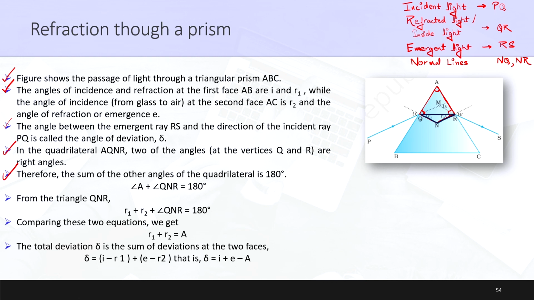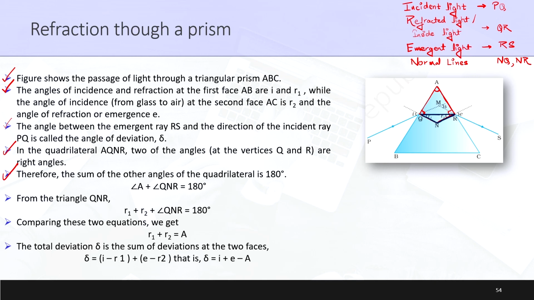So, this is your angle QNR. Angle R1 plus angle R2 plus angle QNR is equal to 180 degrees, quite evident. So, basically now we have two equations, and comparing these two equations, we get that R1 plus R2 is equal to angle A. So, this is the first formulation: the summation of R1 and R2 is equal to angle A. What is angle A? Angle A is the angle of the prism.